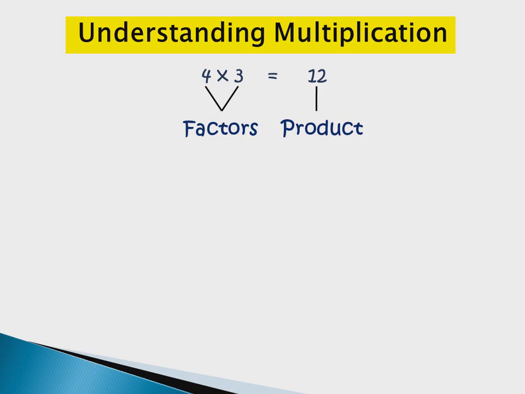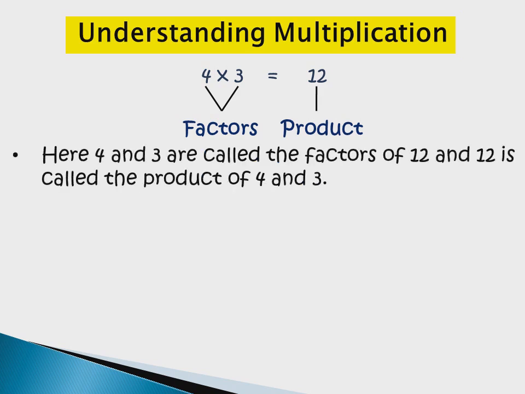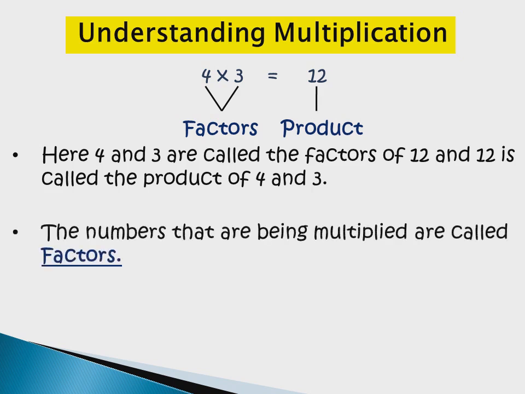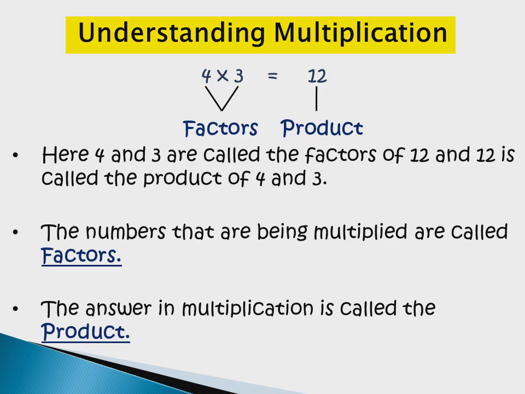Understanding multiplication. The numbers in multiplication problems have special names. The numbers that we are multiplying are called factors and the answer is called the product. Here in this multiplication sentence, 4 times 3 is equal to 12. 4 and 3 are called the factors of 12 and 12 is called the product of 4 and 3. So what are factors? The numbers that are being multiplied are called factors. The answer in multiplication is called the product.